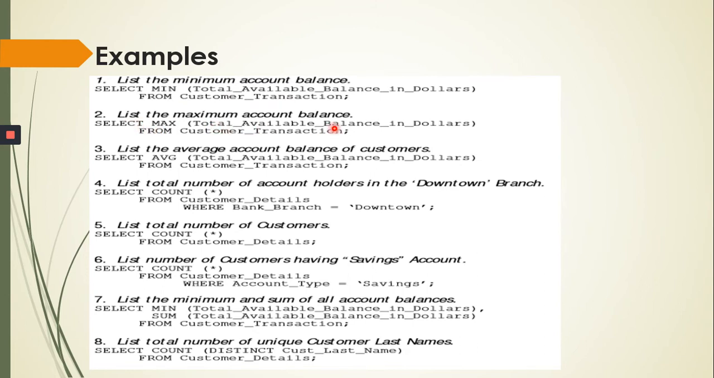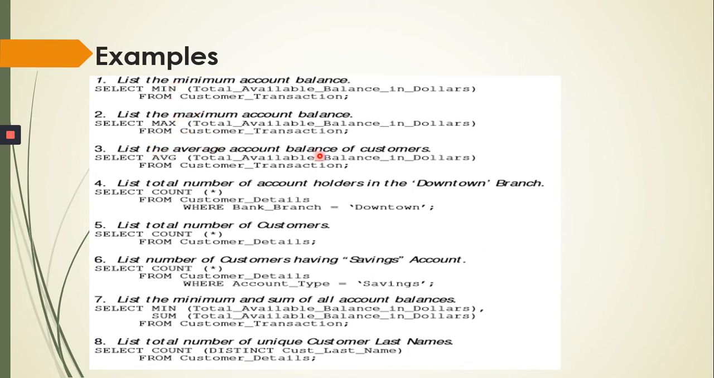List the maximum account balance. Same, we use MAX instead of MIN, so SELECT MAX total available balance in dollar FROM customer transaction. Here total available balance in dollar is the column name, remember this, and customer transaction is our table name. So it will give the minimum balance and it will give the maximum balance.